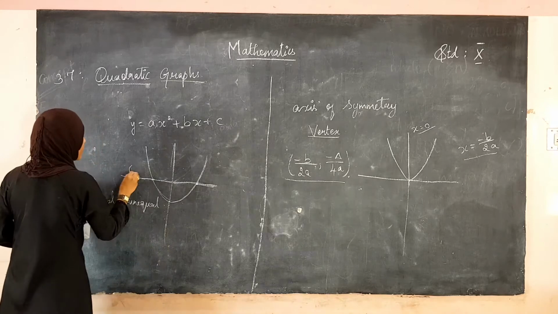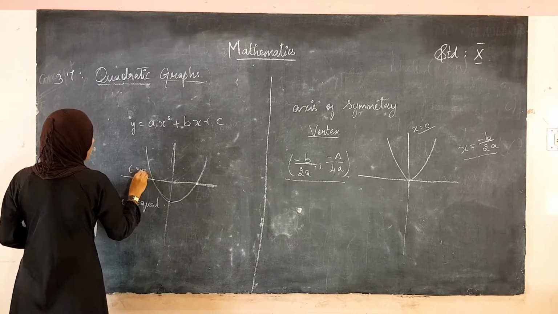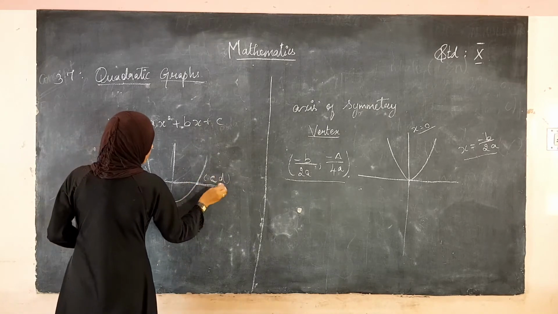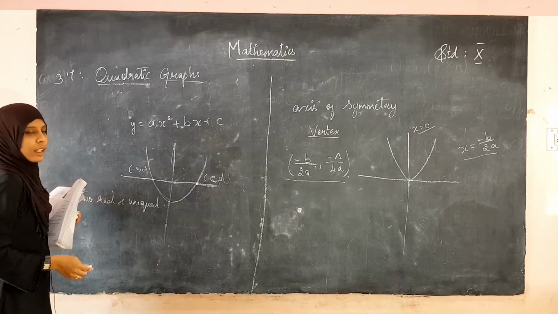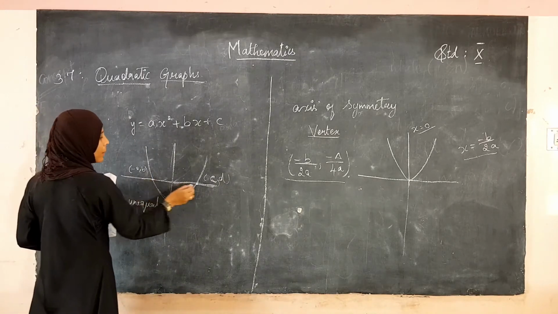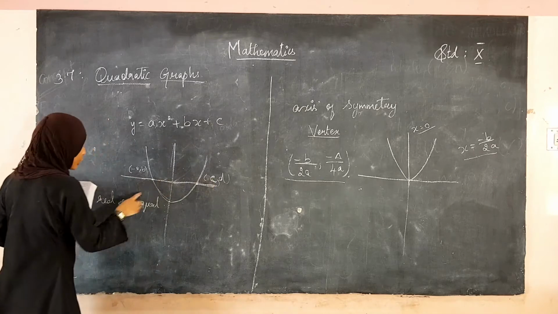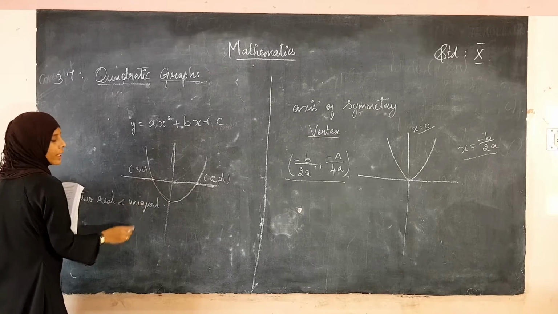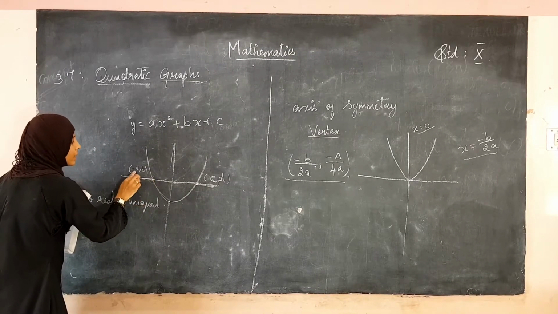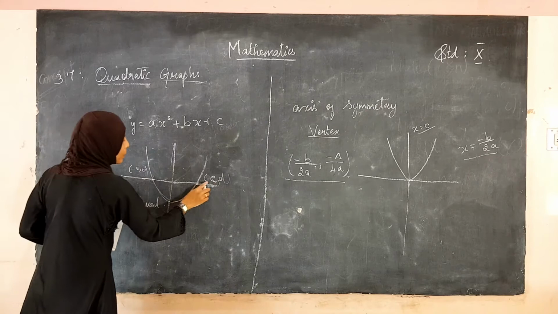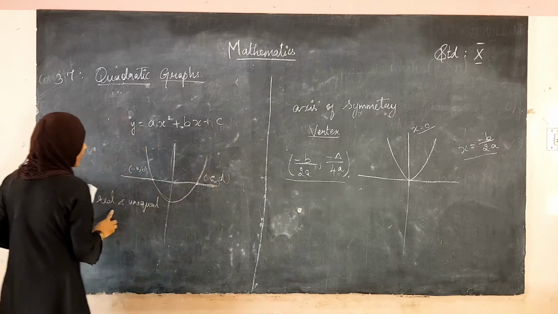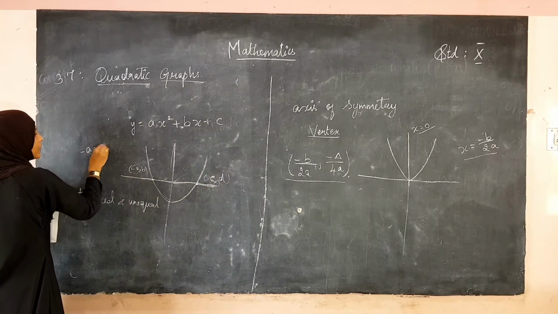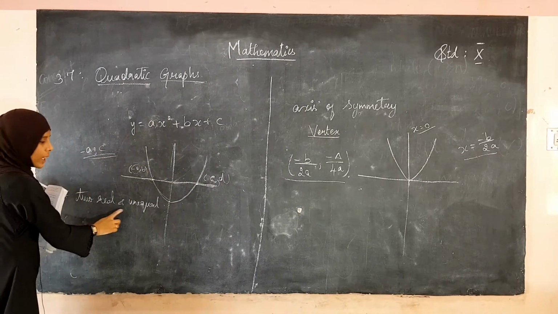What are the roots? If this point is minus a comma b and this point is c comma d, what will the 2 roots be? The 2 roots will be the x points of these coordinates. In each point, one is the x point and one is the y point. If you have to find the roots, take the x points alone, here minus a and c. These two are the 2 real and unequal roots.